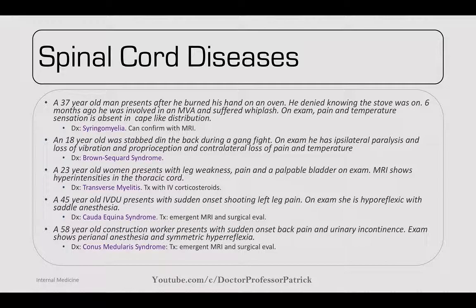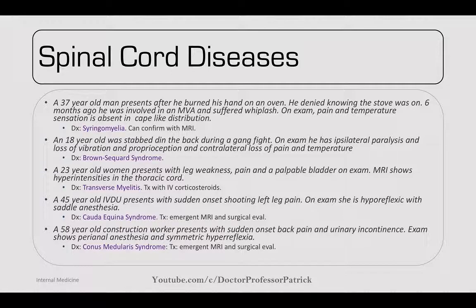Next, there's a 23-year-old woman who presents with leg weakness, pain, and palpable bladder on exam. MRI shows hyperintensities within the thoracic cord. So this is transverse myelitis. Think of this like MS of the spinal cord. You can treat this with IV corticosteroids.